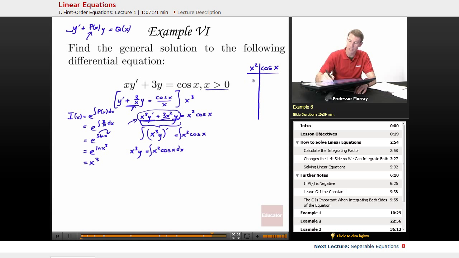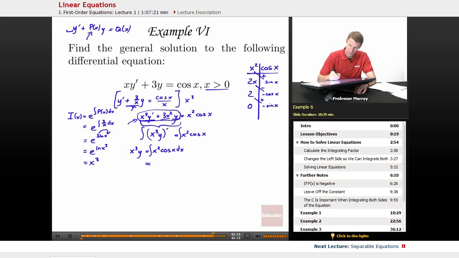Remember, the trick is to take derivatives of the left-hand side until you get to 0. So the derivative of x squared is 2x, derivative of 2x is 2, derivative of 2 is 0. And then you take integrals of the right-hand side. So the integral of cosine x is sine x. The integral of sine x is negative cosine x. The integral of negative cosine x is negative sine x. And then I cross multiply down these diagonals, and I put alternating signs, plus, minus, plus.